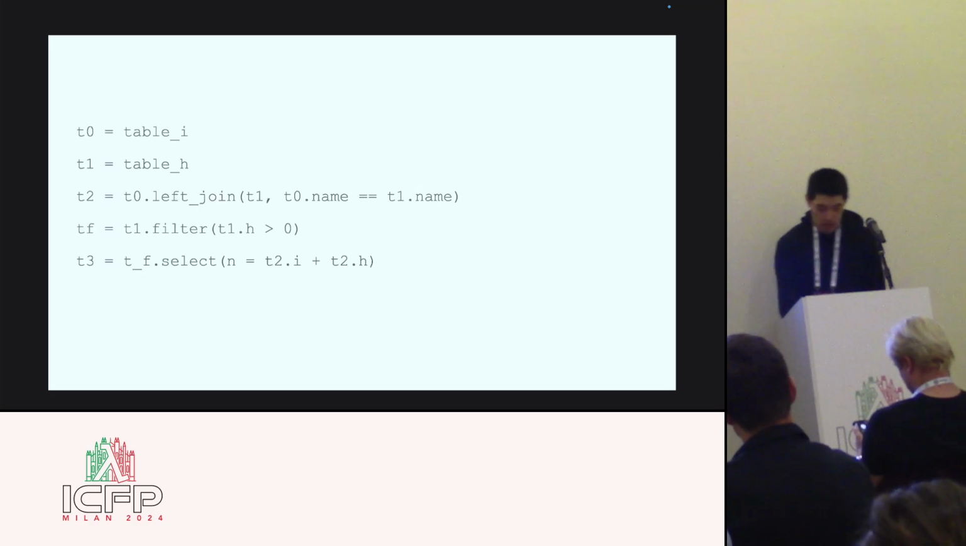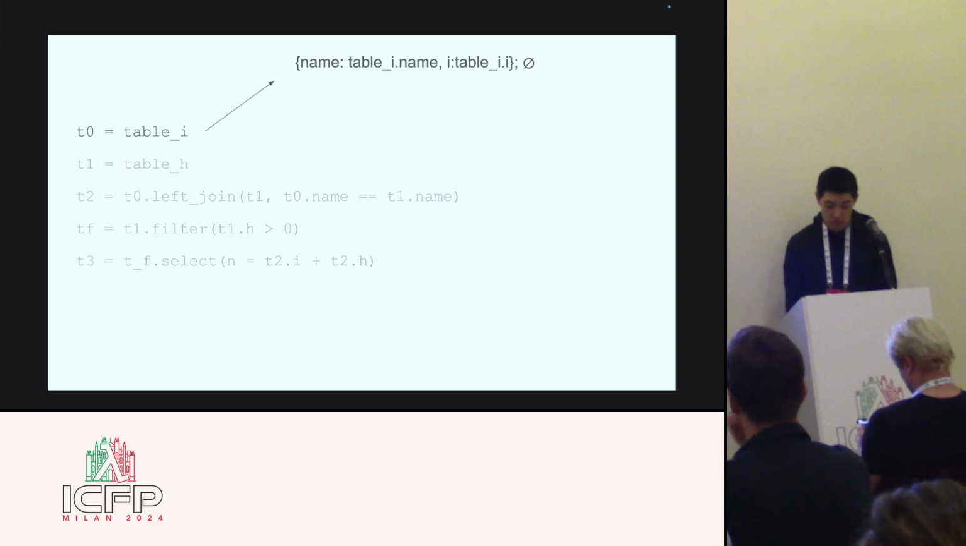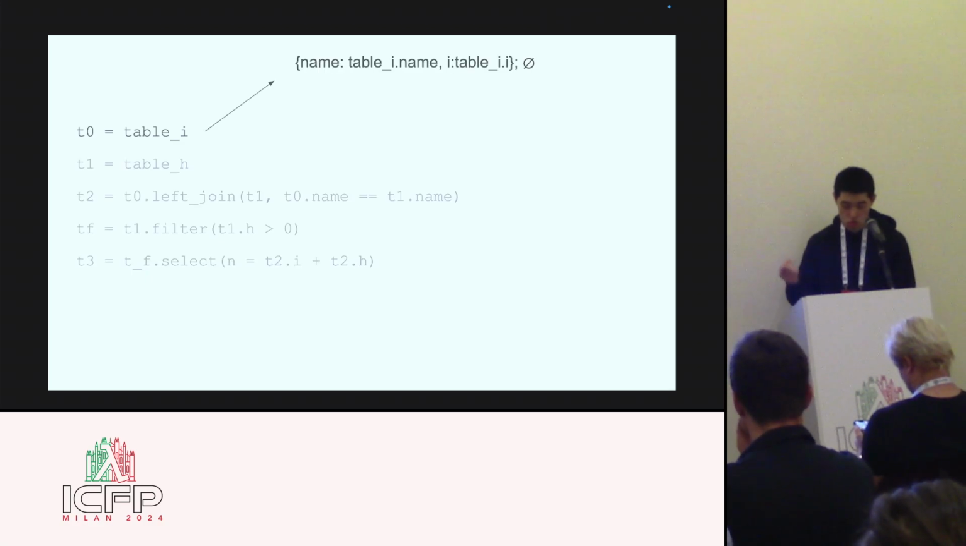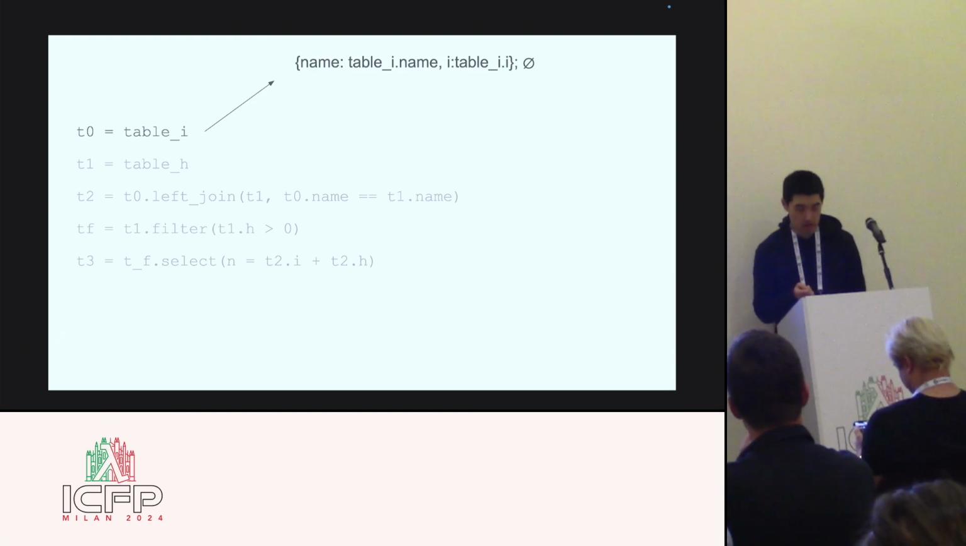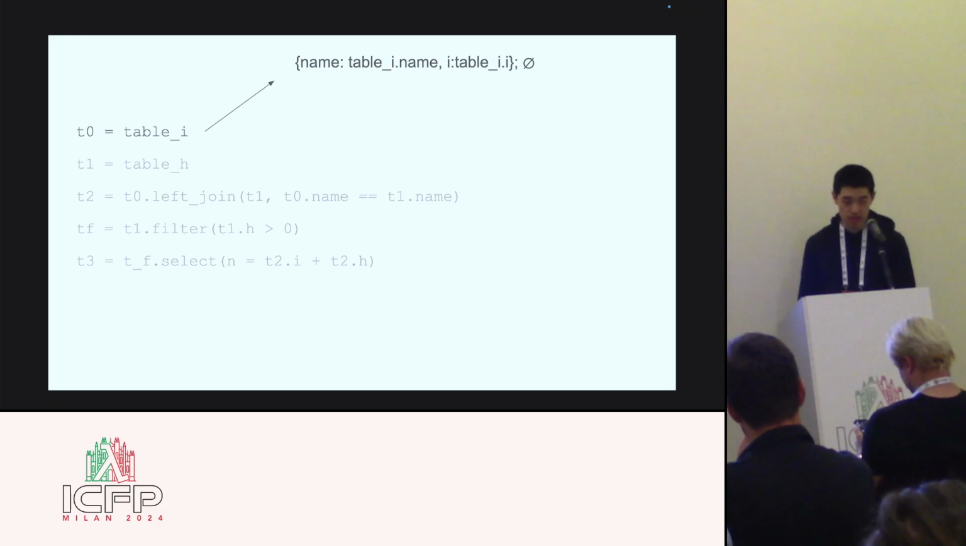Let's see an example, actually the same example. When we are loading this table T0, it provides 2 columns. And along with those column names, we also have how they are computed. For example, this name here comes directly from this table I.name, and I is table I.I. And here the constraint is empty. We don't have any filter yet.